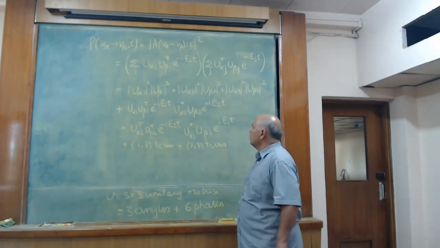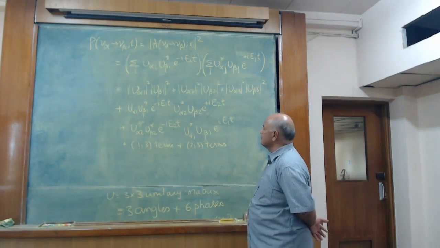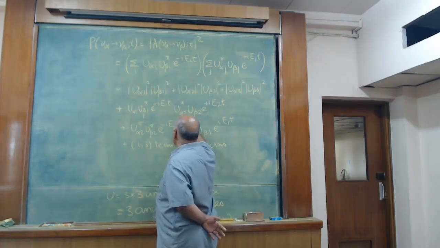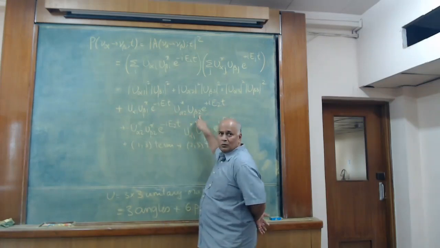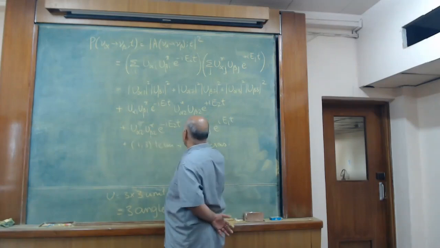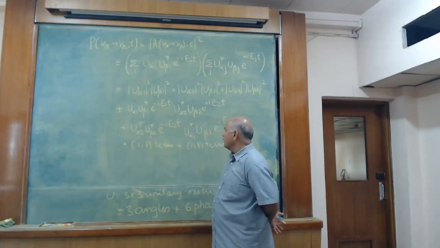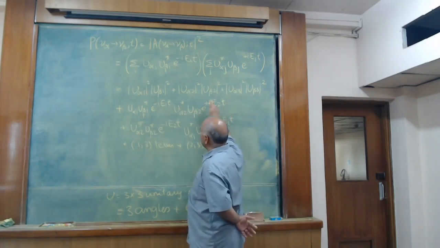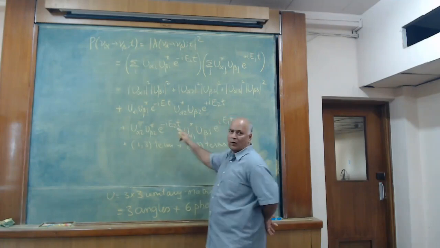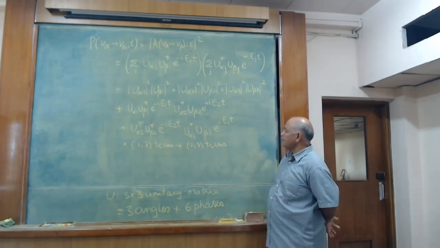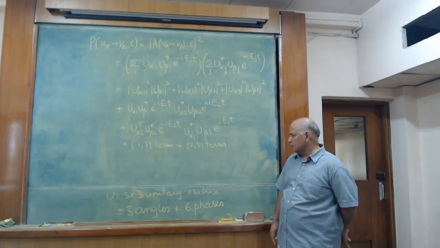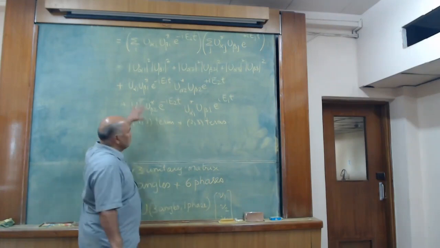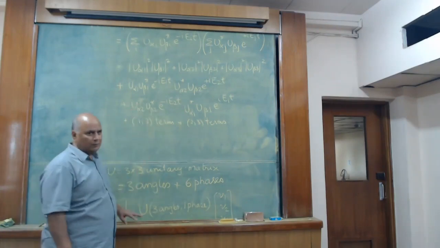So let us look at this. I have u alpha 1, u beta 1 star, u alpha 2 star, u beta 2, and here I have the complex conjugate of that. And similarly, here I have e power i (E2 minus E1) t, and here I have the complex conjugate of that. So obviously these two terms are complex conjugates of each other.